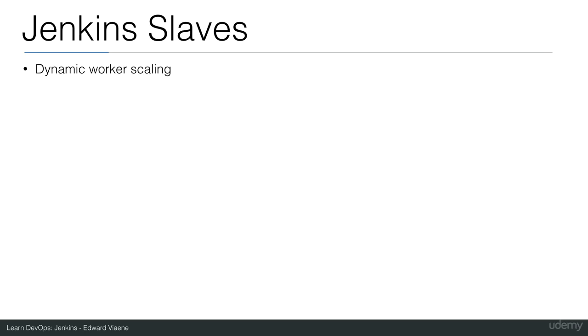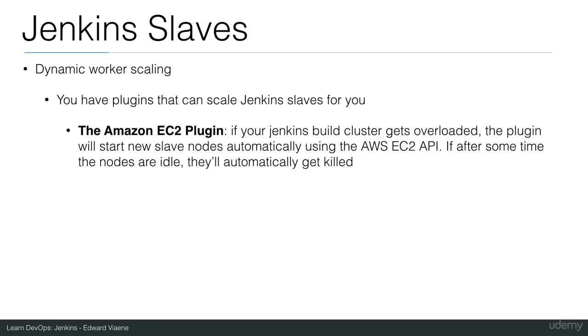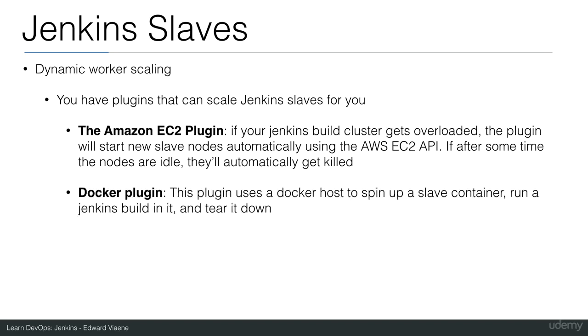Then there is dynamic worker scaling. You have plugins that can scale Jenkins slaves for you. For instance, you have the Amazon EC2 plugin. If your Jenkins build cluster gets overloaded, the plugin will start new slave nodes automatically using the AWS EC2 API. If after some time the nodes are idle, they will automatically get killed. This is a very useful plugin if you are an Amazon customer, because then the EC2 machines will be created automatically when you need more capacity and they will be shut down when they're not doing anything.